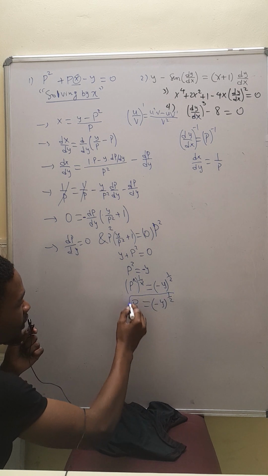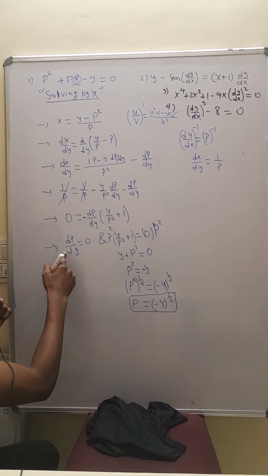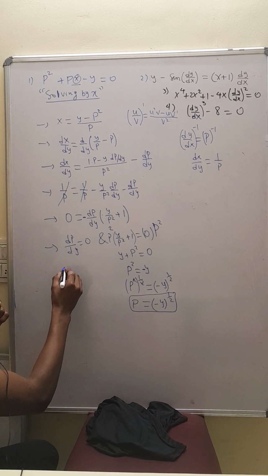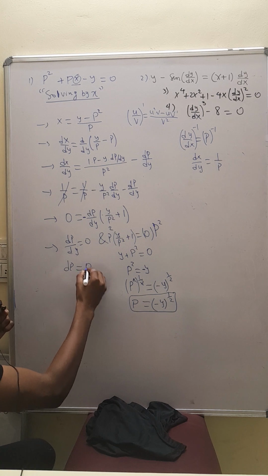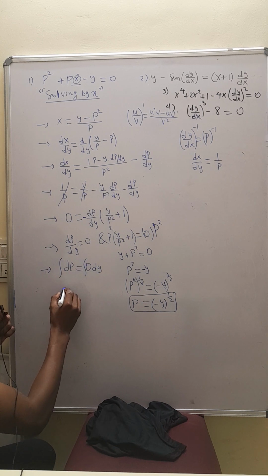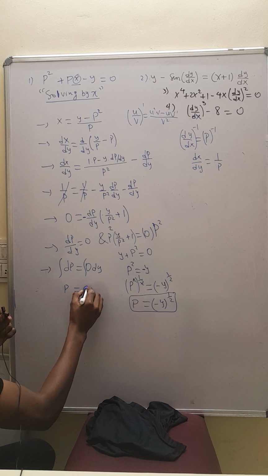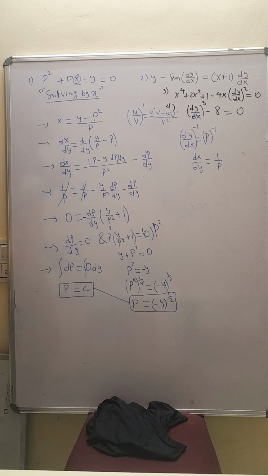This is your second p. Now our first p will be there. So here, what you have to do, this dy goes there, so I get dp equal to 0 dy. Now I can integrate this. It will be p equal to c. I have these two p's. These are my two values. What do I have to do?